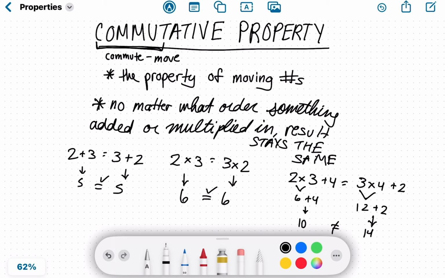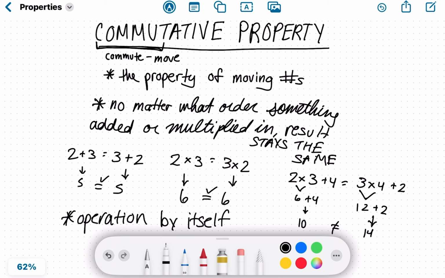Therefore, multiplication and addition together are not commutative. It has to be the operation by itself. Because as you saw, when putting them together, it did not give us the same result, and that means that the property didn't work for that.